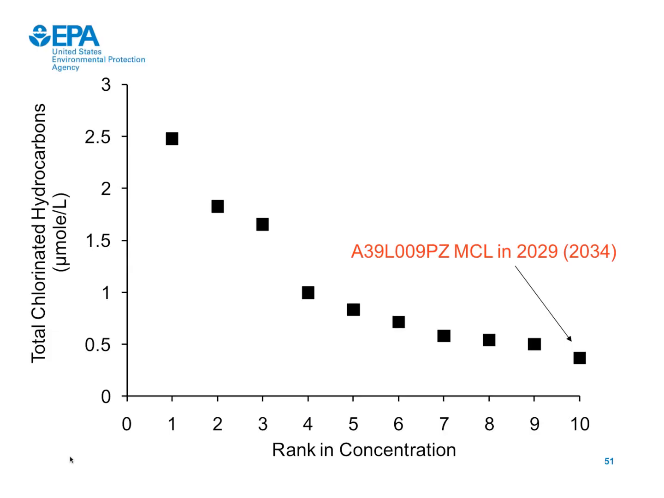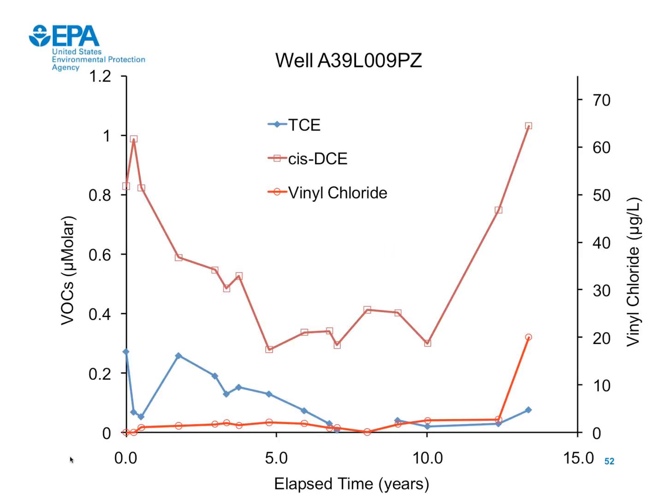One other thing that the stable isotope analysis can do is tell you when the rules have changed. So let's take a look at this particular well. Next slide. It was looking good. Cis was going down, and the TCE pretty well disappeared, not much vinyl chloride, and then in the last two sampling points, everything goes back up again.